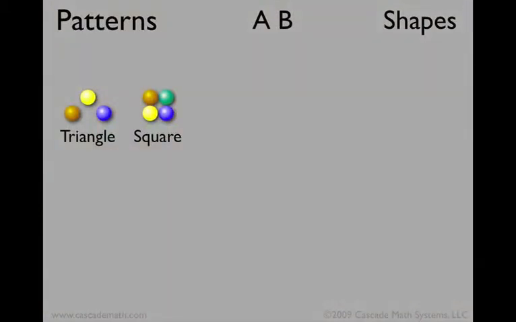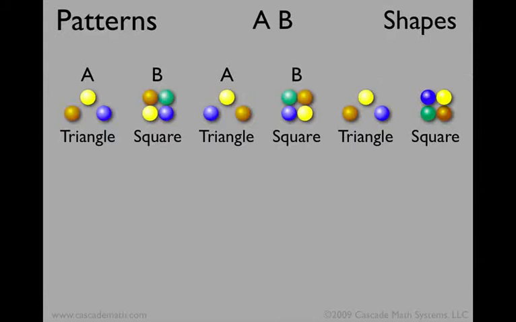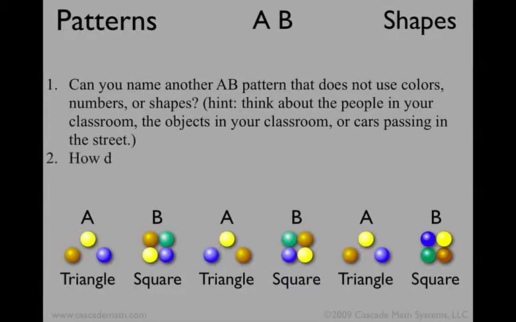Here are the next 4 shapes in my pattern: triangle, square, triangle, square. Again, the pattern is AB, AB, AB. Here are questions to discuss with your teacher. Can you name another AB pattern that does not use colors, numbers, or shapes? Think about the people in your classroom, the objects in your classroom, or cars passing in the street. How do I know that a pattern is an AB pattern?